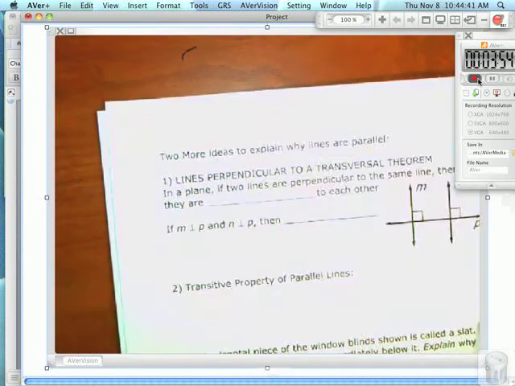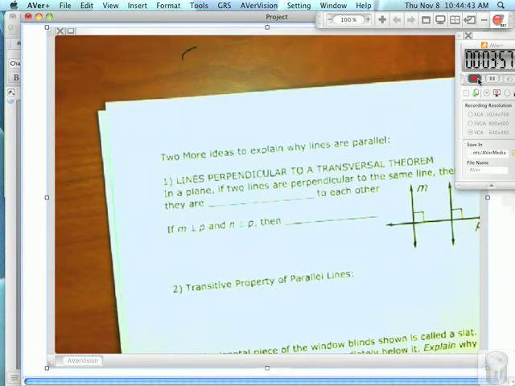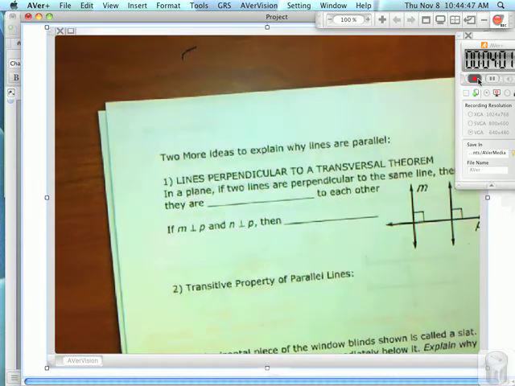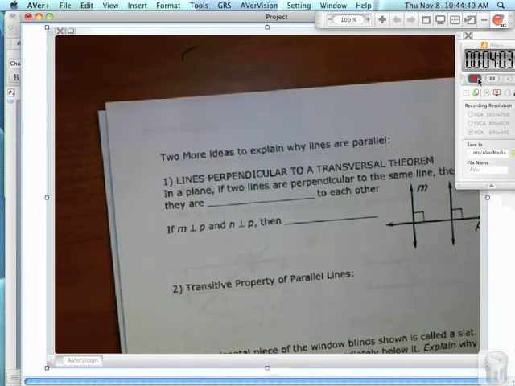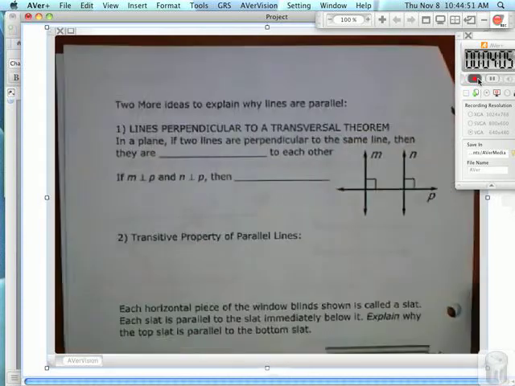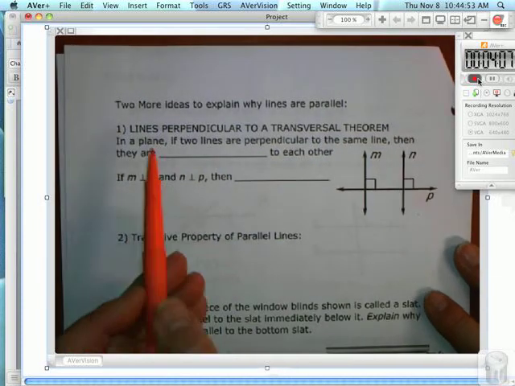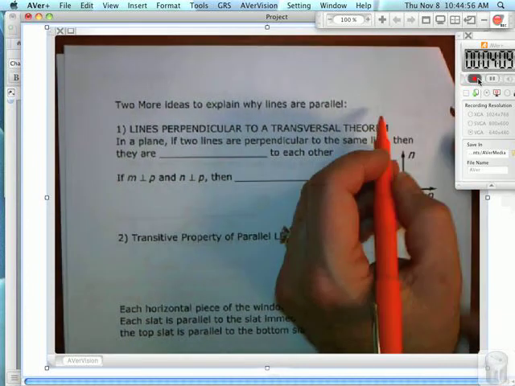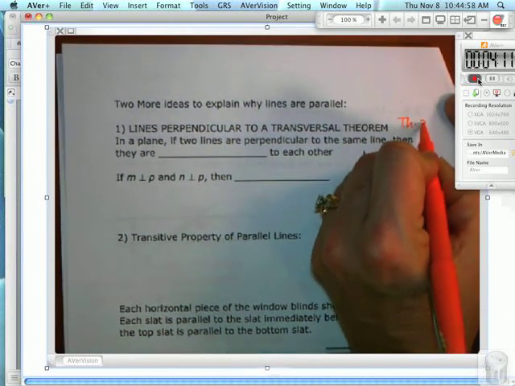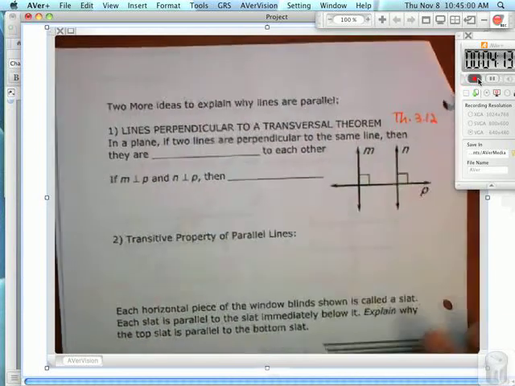All right, lines perpendicular to a transversal theorem. So we were looking at all these ways we could tell lines are parallel by these special angles. Here's one more way to tell. It says the lines perpendicular to a transversal theorem. This is theorem 3.12 on your sheet. You should have it typed on your sheet already.